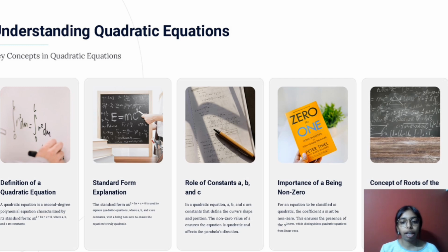Role of constants a, b, and c. In a quadratic equation, a, b, and c are constants that define the curve's shape and position. The non-zero value of a ensures the equation is quadratic and affects the parabola's direction.